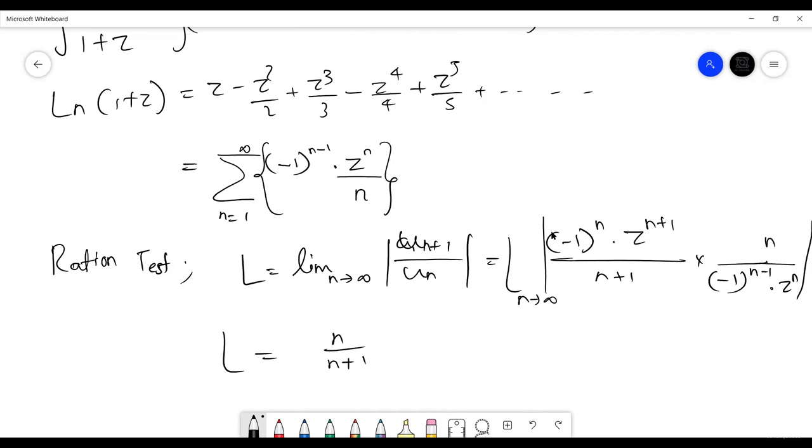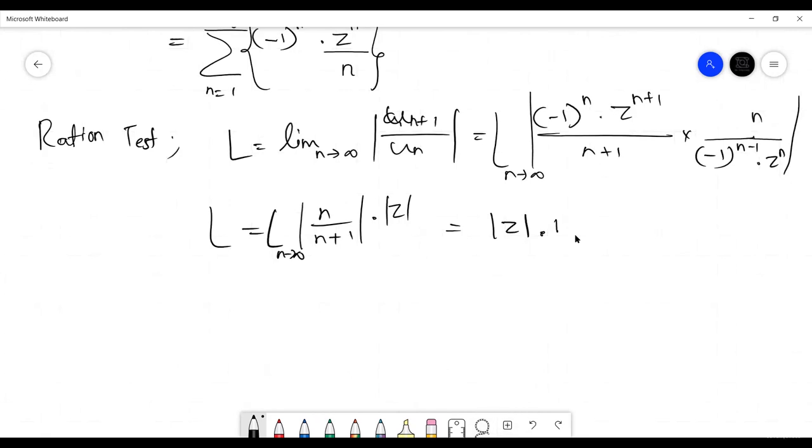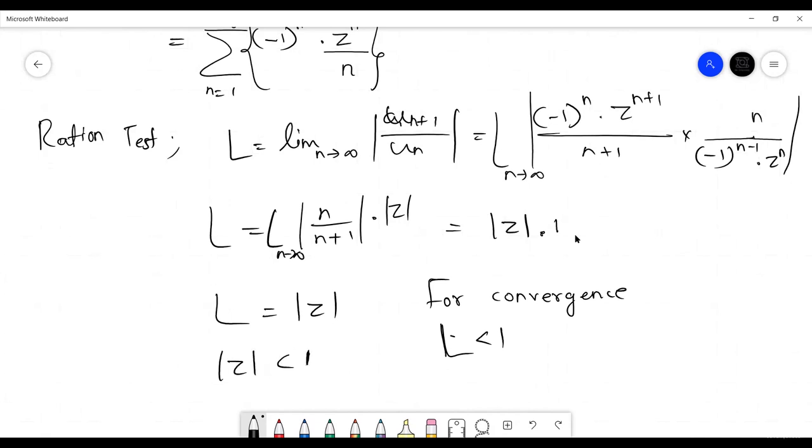Here, if you see, L is equal to n over n plus 1, a constant remains, and a term of z remains. The mod of minus 1 to the power is 1, so that goes out. So we can write the mods separately, the limit as n approaches infinity. Within z, there is no n, so you can take it out. So mod of z times, if you divide both up and down by n and apply infinity for n, you will get 1. So the limit is mod of z. For convergence, we know mod of L should be less than 1. So in that case, mod of z should be less than 1, right? That is the region of convergence for this particular Taylor series.